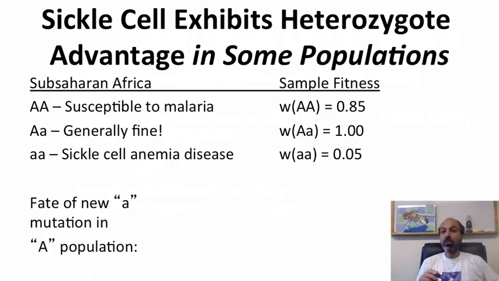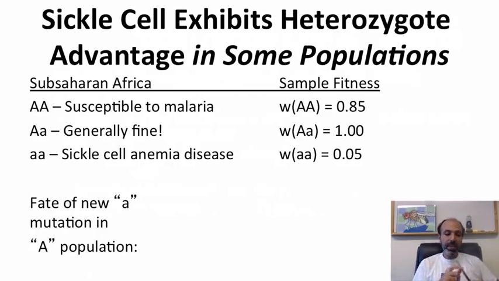The big A little a's are generally fine, right? They don't really get malaria. They don't have sickle cell disease, so they'll have the highest relative fitness, 1.0. And little a's have the sickle cell anemia disease, which is extremely debilitating. So we'll say their relative fitness is something like 0.05.